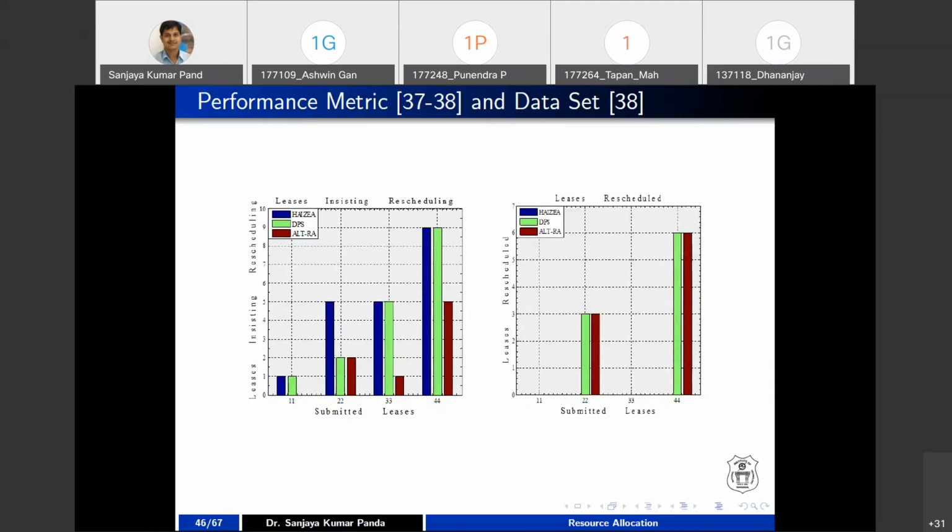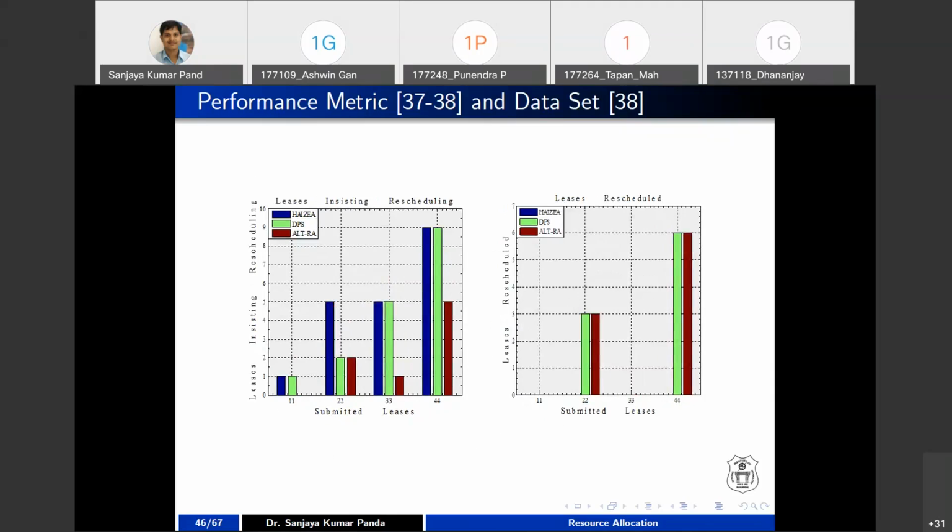Similarly, you can go to leases insisting rescheduling. In leases insisting rescheduling, the lowest is ALTRA. So the performance of ALTRA is better in comparison to the IGR and DPS algorithms, because very few leases are insisting on rescheduling.